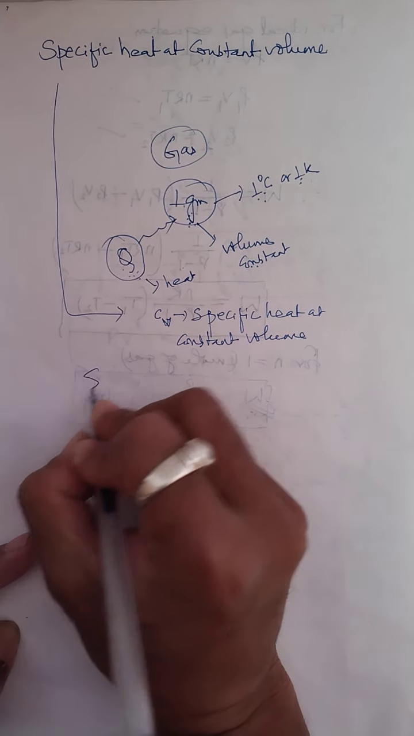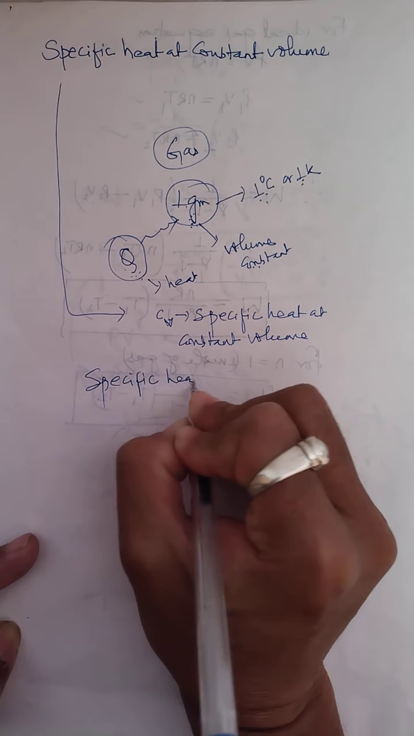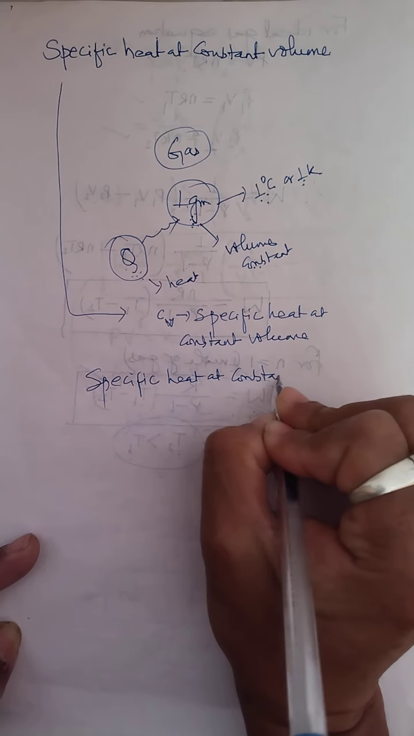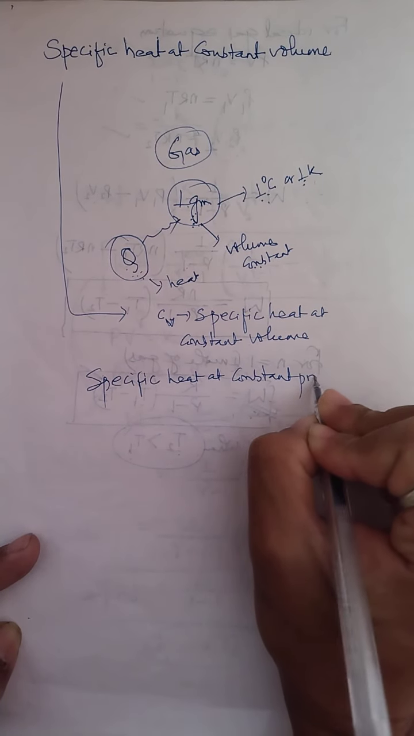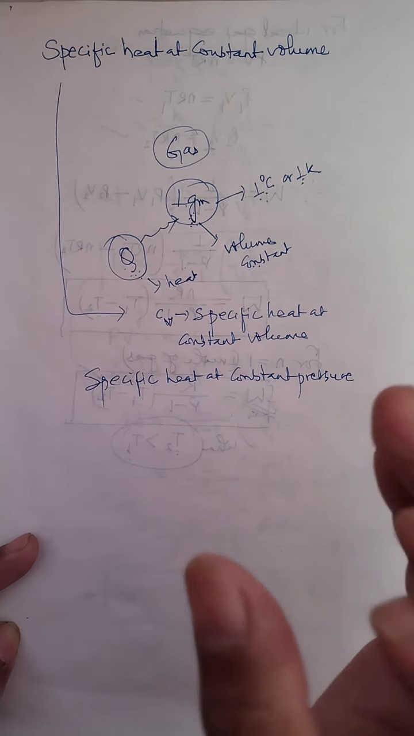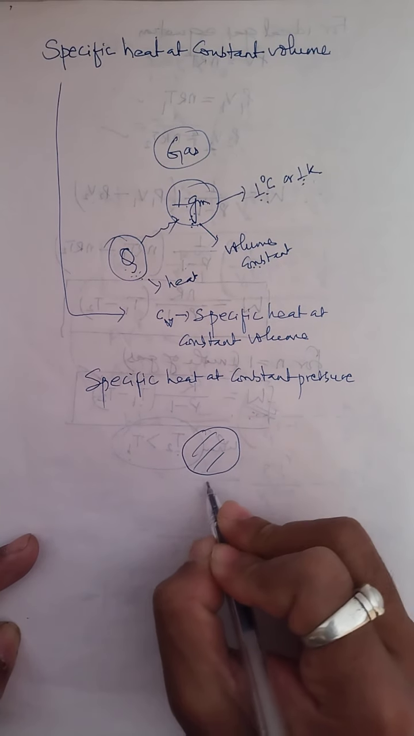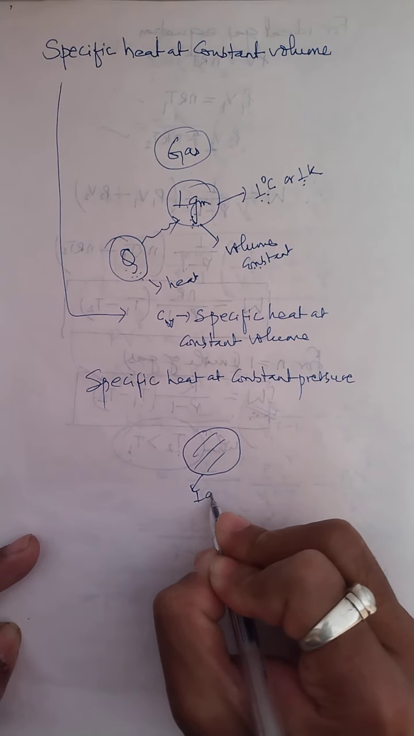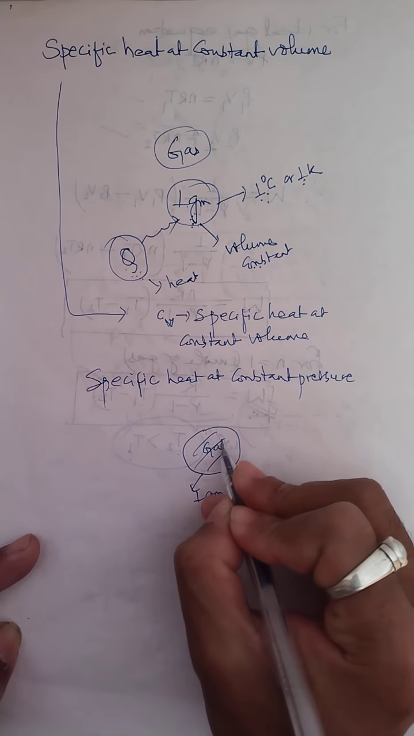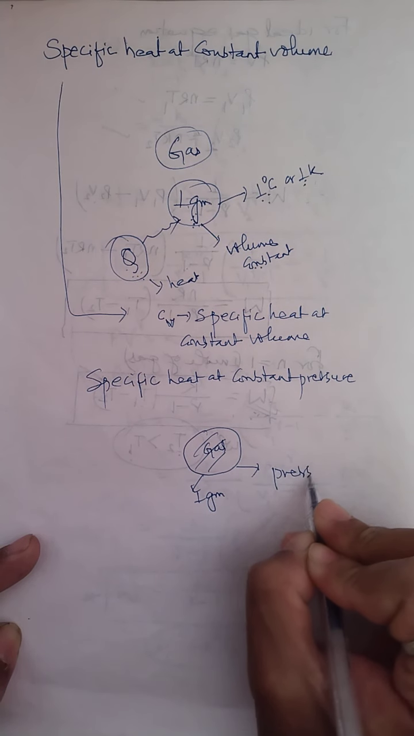Similarly, we can define specific heat at constant pressure. So for the gas, again we can keep the pressure constant. Keeping the pressure of the gas constant, suppose this is a gas, and how much mass? Again 1 gram mass of the gas. I take 1 gram mass of the gas and I keep the pressure constant.